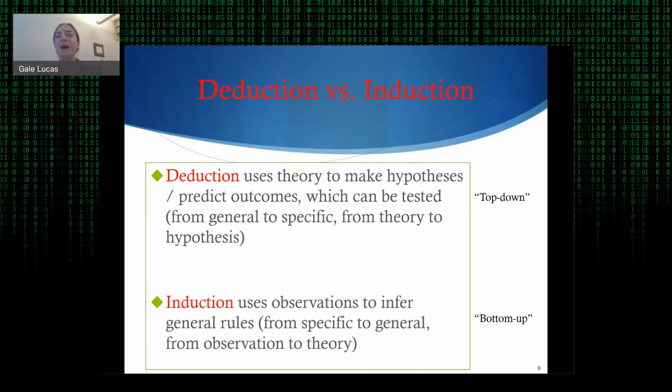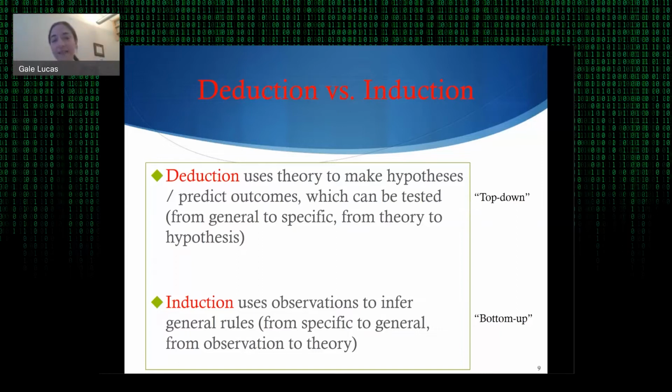An example of deduction is that I work at USC. I might have the theory that USC students are hardworking. And the way that I would then try to observe that is to look at the student in my class and say, is this student hardworking? And that would either support or not support the theory.